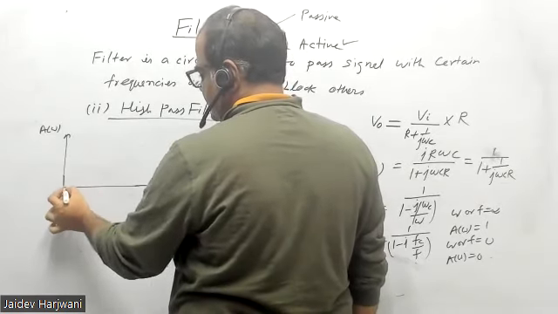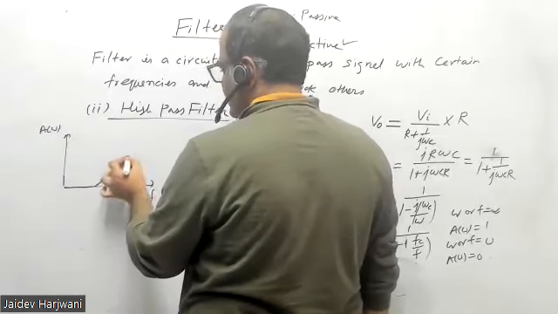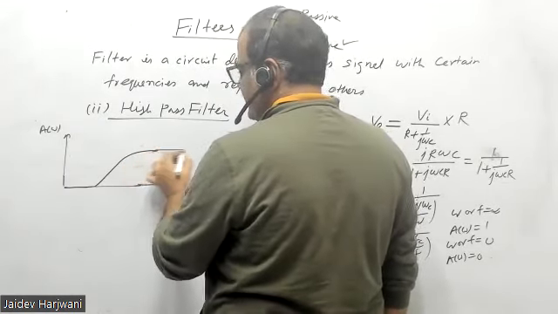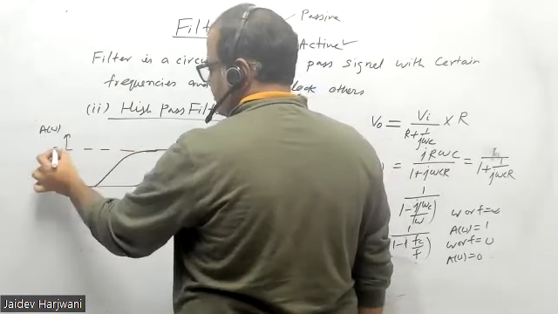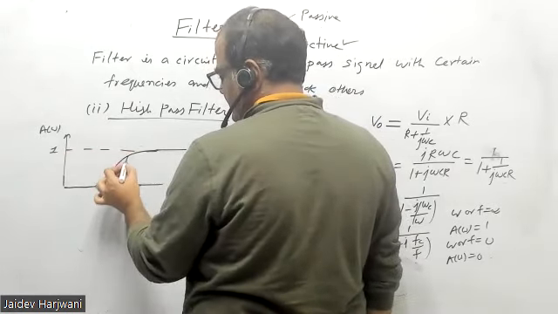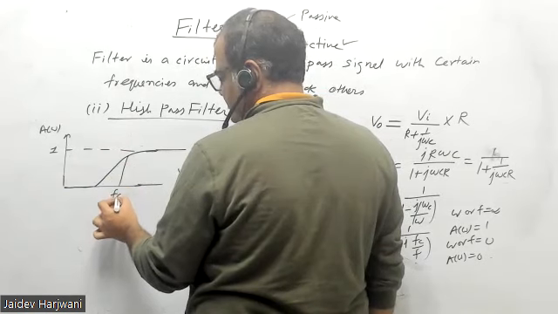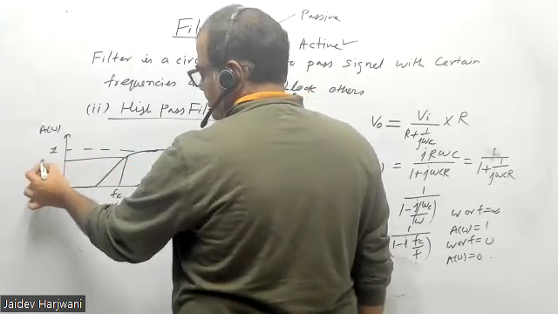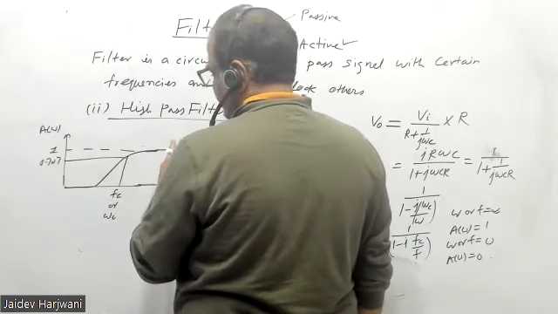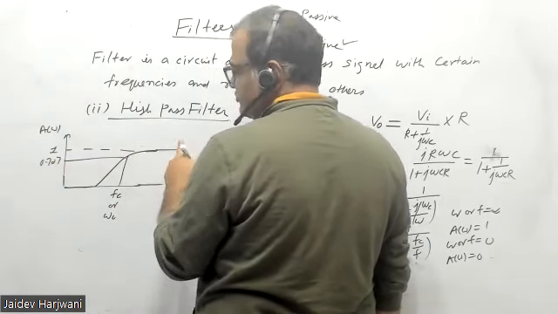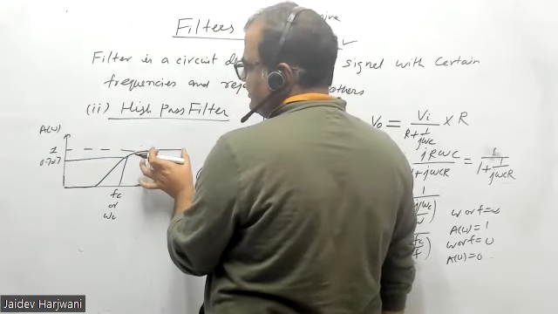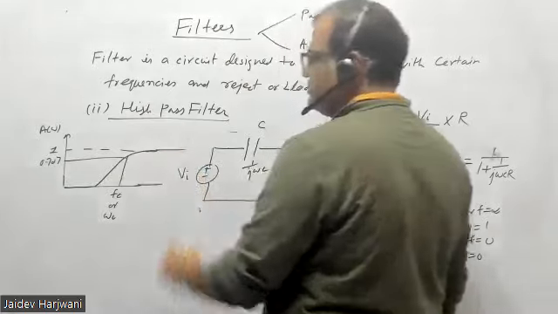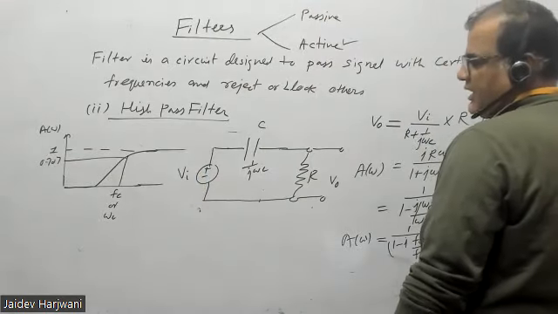This graph will be initially, there will be nothing, and then slowly it will increase, and at infinite it will become 1. It will approach 1, and here the frequency is FC or omega C, where gain is 0.707. 1 by root 2 of infinite or DC gain, sometimes we call it DC gain, constant gain. So this value is 1 by root 2. So this is a frequency. So this is your high pass filter.